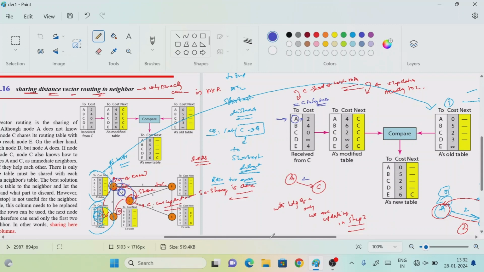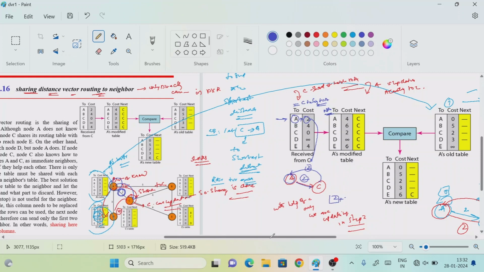The distance is 2. Now A is thinking that, okay, if I go via C, the distance is 2. Now A will go to C. So already, if you want to go from A to C, the distance is 2. Now from C it is taking back to A. In the table received from C it is 2, right? So 2 plus 2 equals 4.